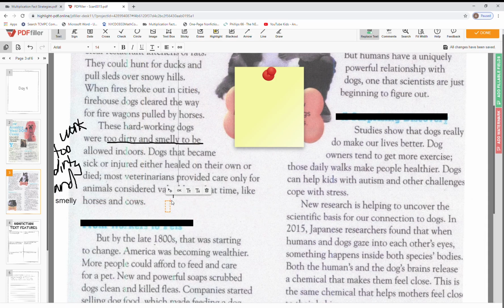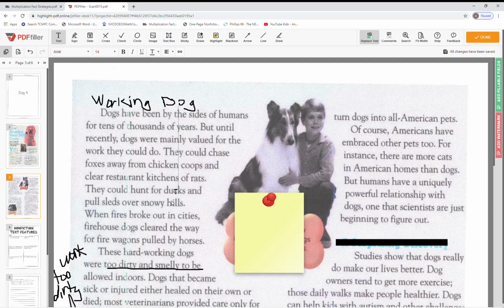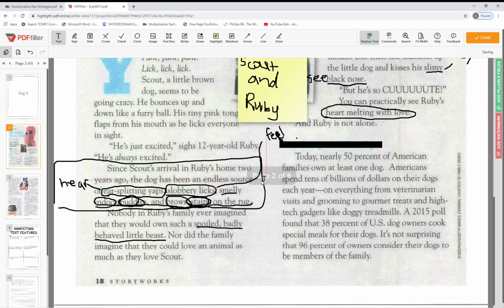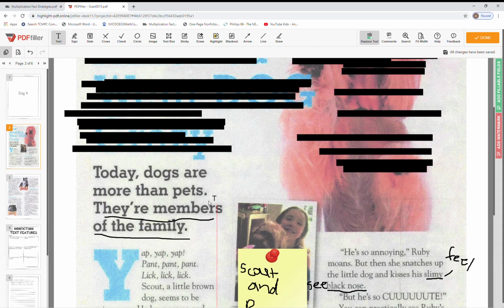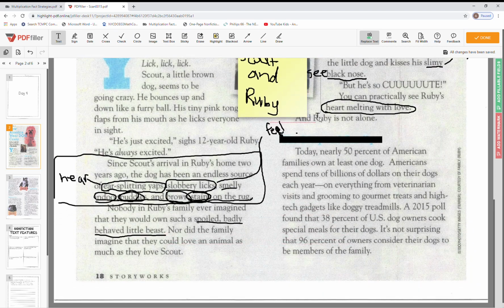So that's very important that we know that, because I can come back here and I'm going to think about what they've been talking about this whole time, how they're part of the family. So why couldn't dogs be a part of the family back then? Why didn't they let them inside? Because they were too dirty and too smelly. That's right. Okay? Very nice job.